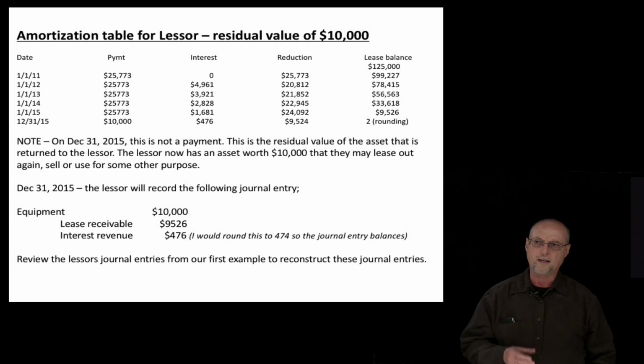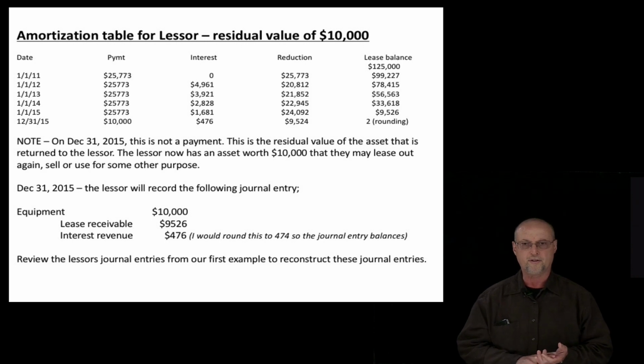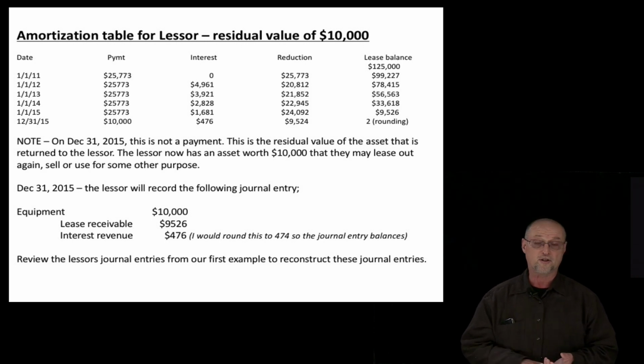Okay, so I want you to review these journal entries for both lessee and lessor. Hit pause, turn it off, and don't come back for the next one until you're comfortable with the basics for the amortization tables and journal entries for both lessee and lessor with the residual value. As we're going to see with the bargain purchase element, there's a lot of similarity here. And that's what we're going to look at next.